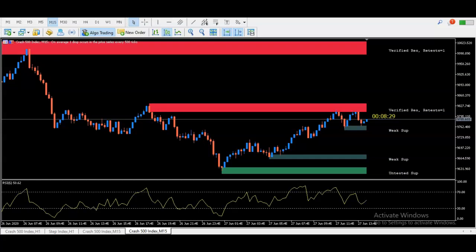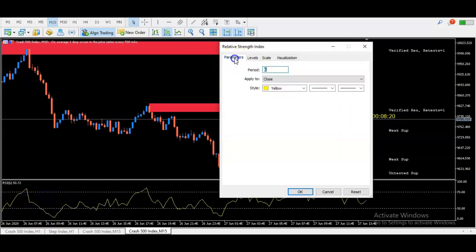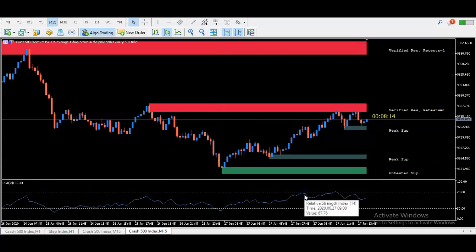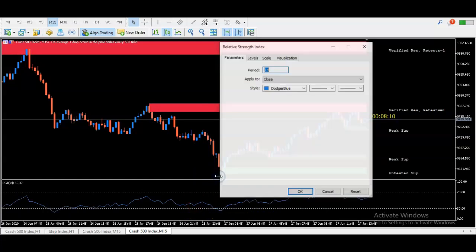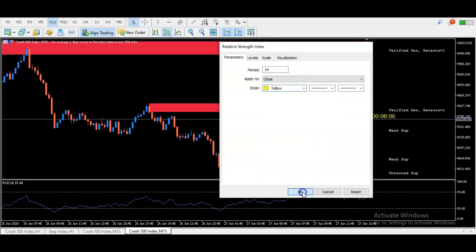Now RSI can be used. Okay, this is RSI 6. No, the RSI has to be default. Default is 14. So we use the default RSI, make it 14. And I'm going to change this color just so that it pops. It's better when it pops because you see clearly. So I'm going to leave it at yellow.